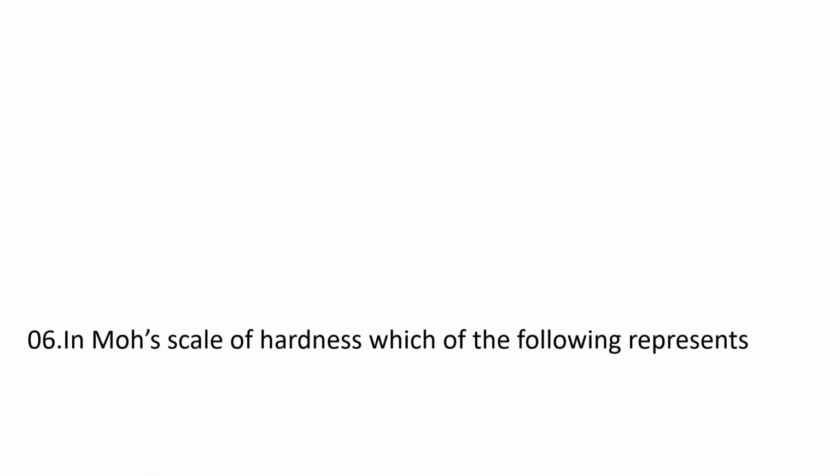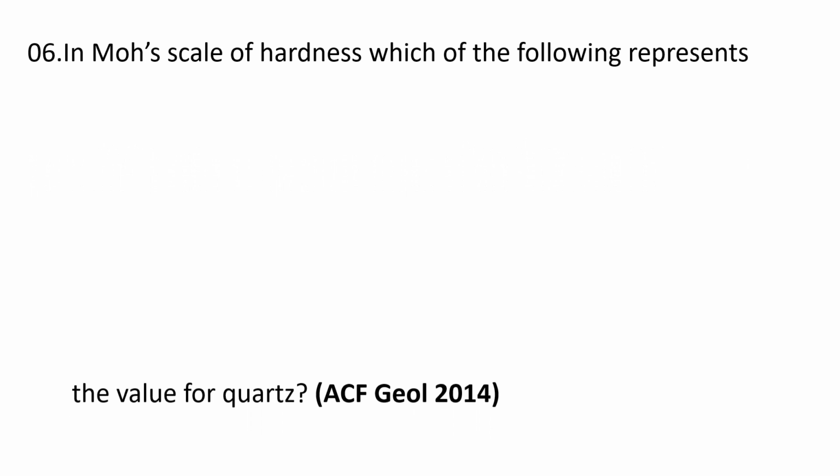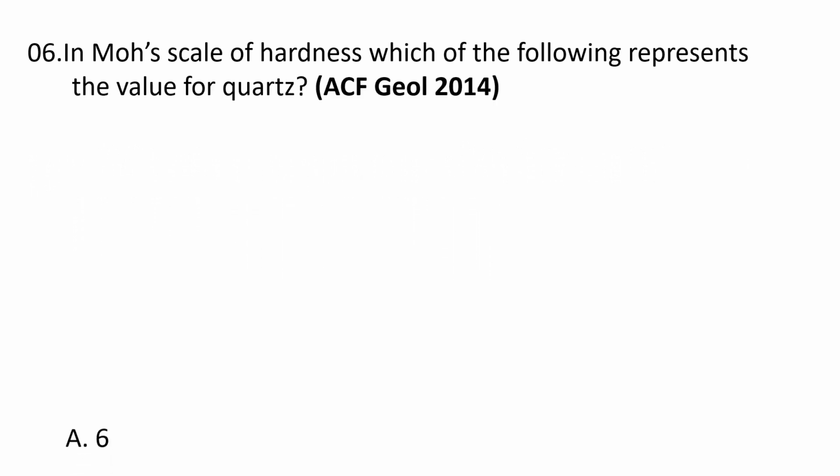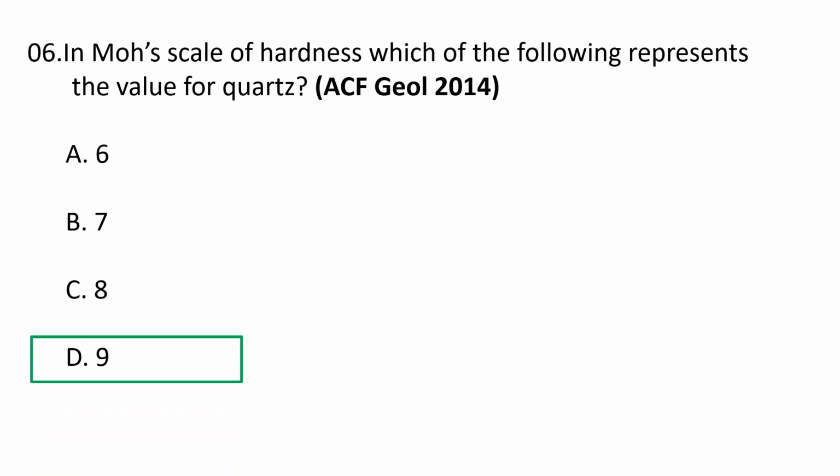Next question. In Mohs scale of hardness, which of the following represents the value for quartz? So that means what is the hardness of quartz according to the Mohs scale? A 6, B 7, C 8 and D 9. Obviously the correct answer is B 7.